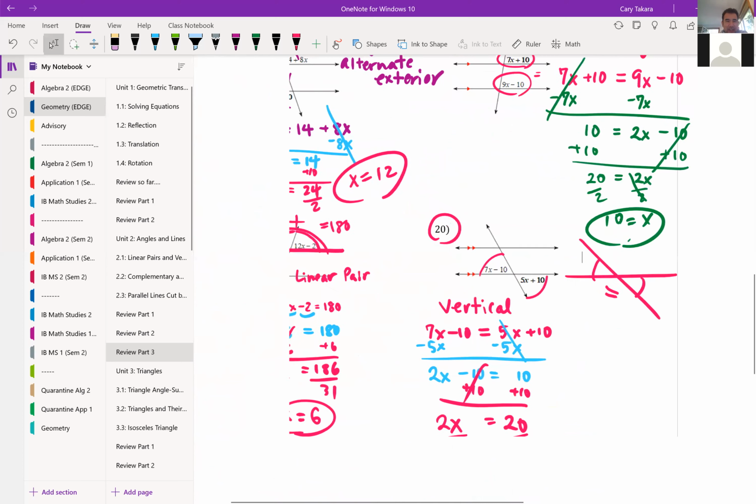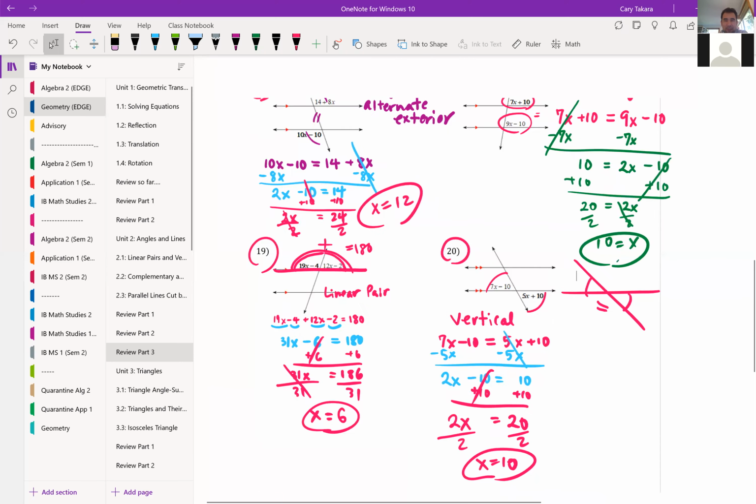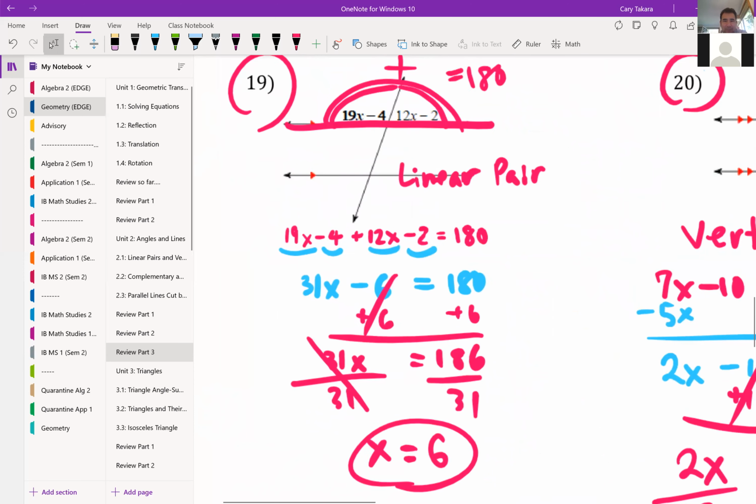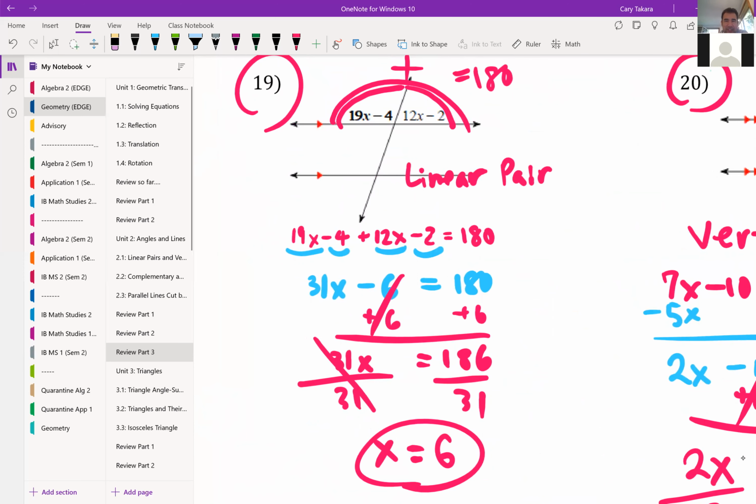Now this is the assignment from, well, it was yesterday's assignment, right? We worked on that yesterday. Let's just take a look at it. Do you still agree that this is a linear pair for number 19? Again, you don't need to write this down. We've done this already in class. Can erase it now.